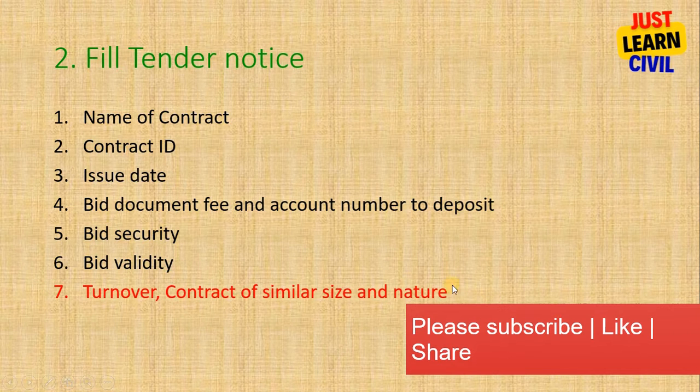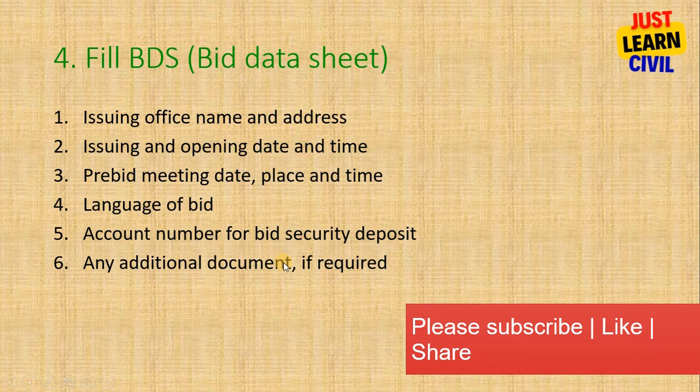So this red color is for above 2 crore. We will see in another video how to calculate turnover and others. Fill BDS, receiving office name, address. We saw all these in the Excel file. One thing is new, that is the pre-bid meeting. Pre-bid meeting can be held before 15 days or 10 days according to whether it is ICB or NCB. We need to indicate the place and time. It is our choice to hold a pre-bid meeting, or we can avoid it as well. Language of the bid, then account number for the secretary, and any other additional document.